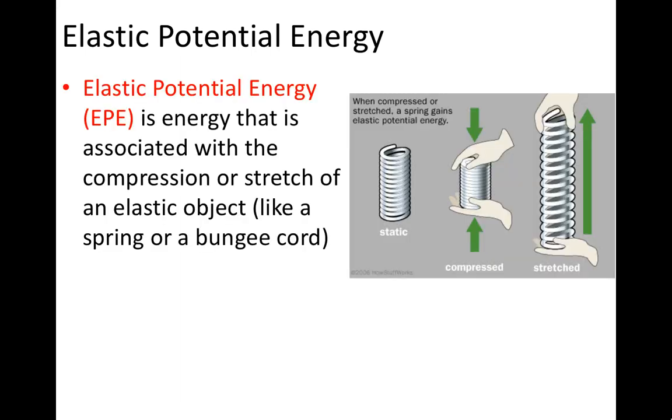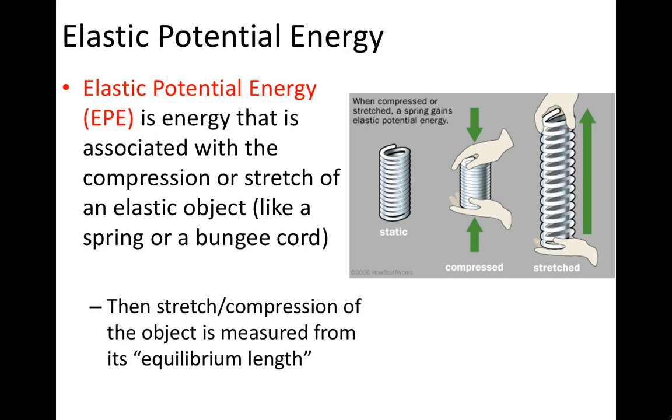The other form of potential energy is known as elastic potential energy. And we store up elastic potential energy when we either compress or we stretch an elastic object. We usually see this in things like springs or bungee cords, but anything that goes back to its original shape can store up elastic potential energy. Think like a paperclip. If you stretch a paperclip, it'll generally go back to its same shape. You're storing up elastic potential energy.